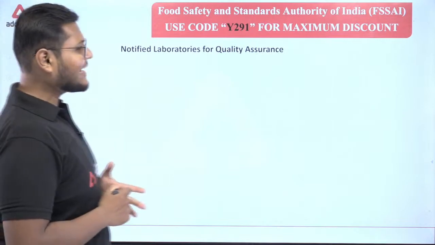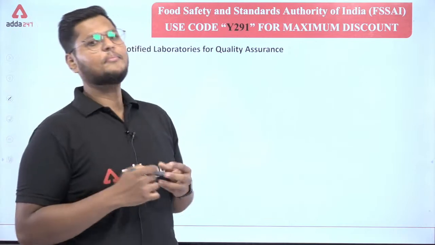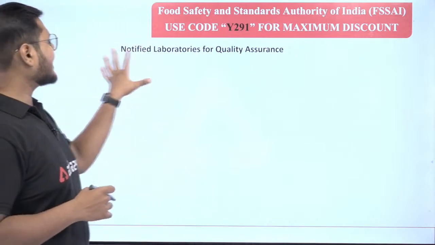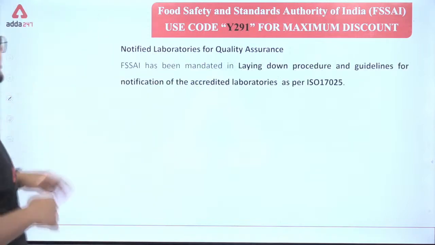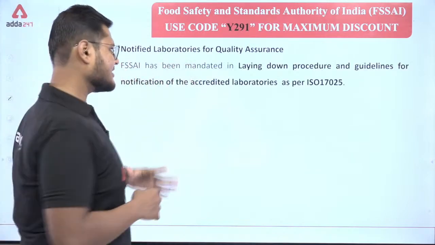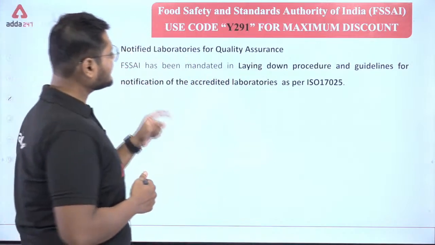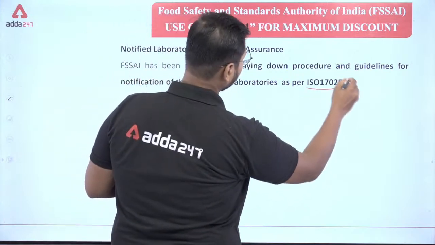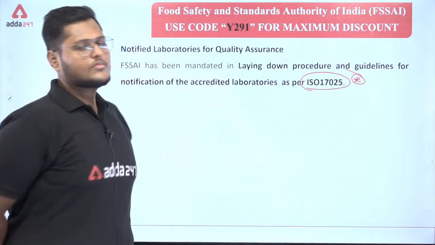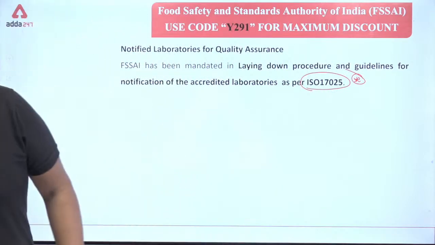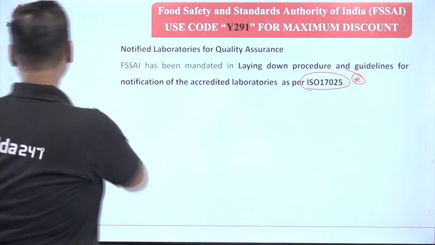Next, notified laboratories for quality assurance. Quality assurance is a must, and for this the laboratories are notified. How is it done? Let's check that. FSSAI has been mandated to lay down procedures and guidelines for notification of accredited laboratories as per ISO 17025. You need to remember this one, ISO 17025.